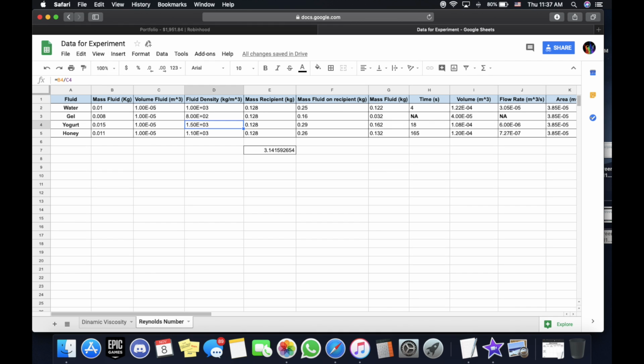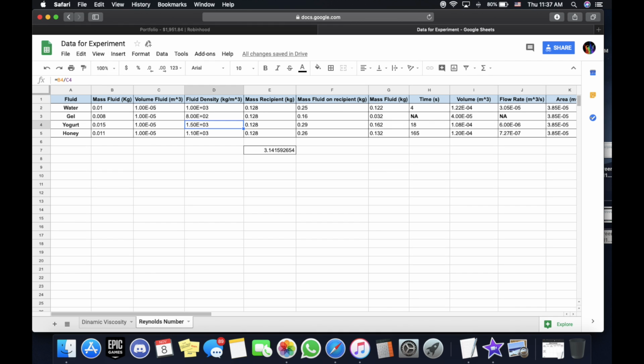The flow rate, we found it using the equation of flow rate for fluids, which is volume over time. We found that the flow rate for water was 3.05 times 10 to the negative 5. We didn't find a flow rate for the gel, since the gel was too viscous and it didn't fall through a funnel. For yogurt, we found that it is 6 times 10 to the negative 6. And for the honey, we found that it's 7.27 times 10 to the negative 7, which are really low values and are values that do not really work for this experiment.